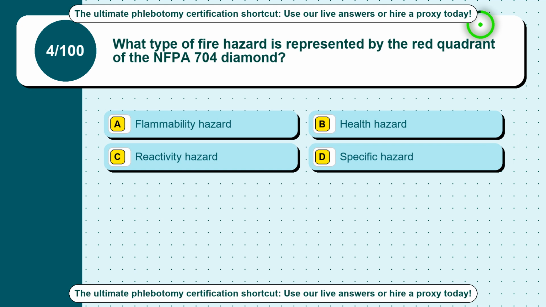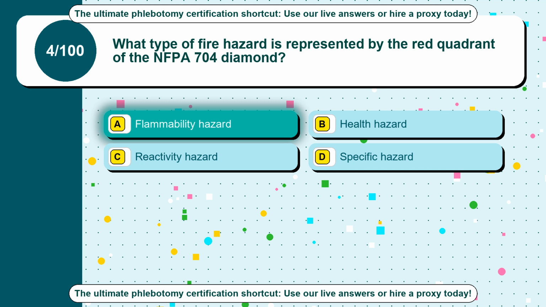Question 4. What type of hazard is represented by the red quadrant of the NFPA 704 diamond? Option A, flammability hazard. Option B, health hazard. Option C, reactivity hazard. Option D, specific hazard. The correct answer is option A, flammability hazard.